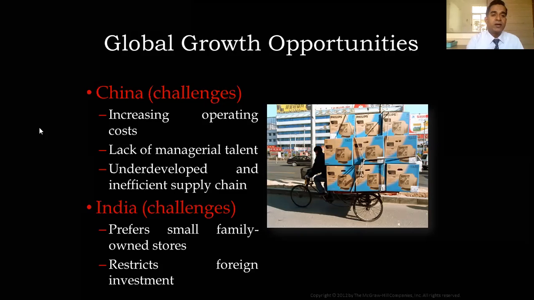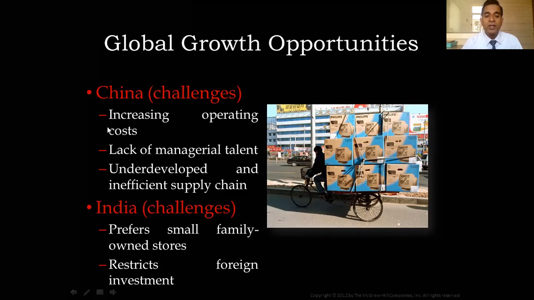There are many countries, but here for study, two countries are considered. One is China. So BRICS, BRIC: Brazil, Russia, India, China. Though the economies are growing at a very healthy rate and the markets are potential, definitely the markets are not without challenges. In China, one of the major problems is the operating costs are continuously rising, shrinking the profit margins and making it difficult for retailers to operate. And lack of managerial talent.